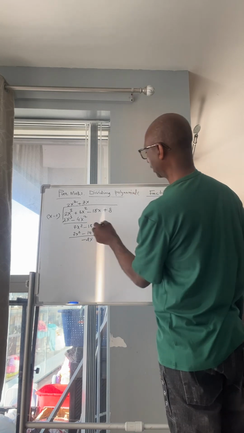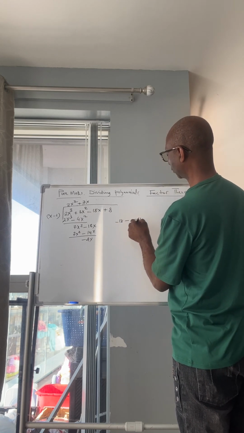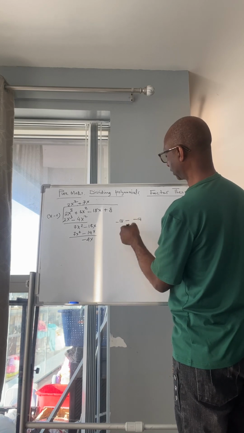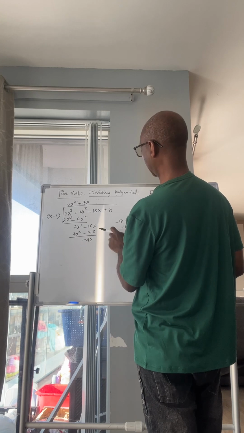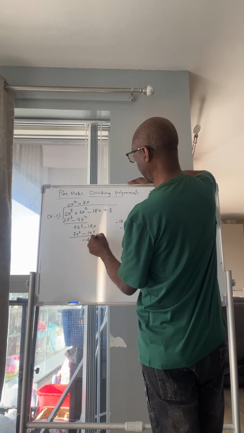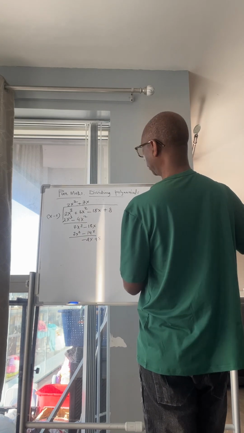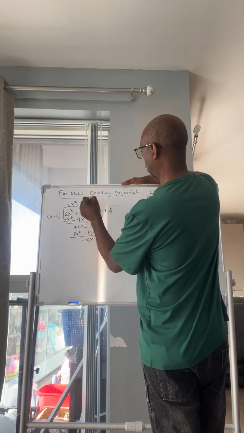What you get here, you have minus 18 plus 14, which is minus 4. So that's why we have minus 4x. Then you bring your plus 8. This 8, you bring it down. Bring it down. Then now you have minus 4x here.